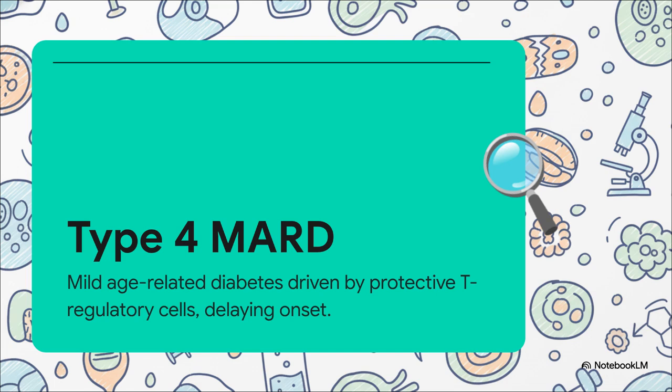This is way distinct and much less aggressive than classic type 2. The prototype is a leaner patient diagnosed around age 65, easily managed on oral agents. Pathobiologically, this delayed onset is actually driven by a protective surge in specific T regulatory cells, expressing CD3, CD4, CD25, and FOXP3, which suppress the typical rapid metabolic decline we usually see.